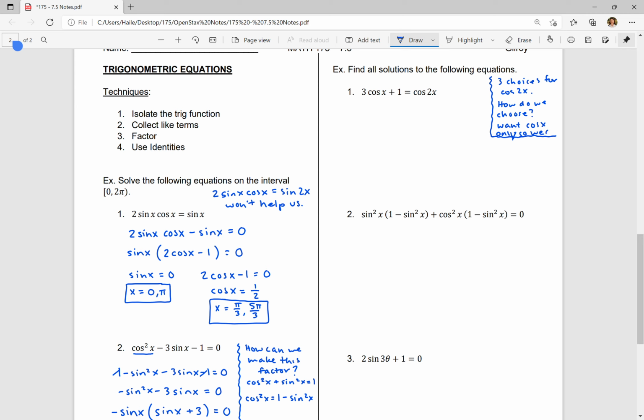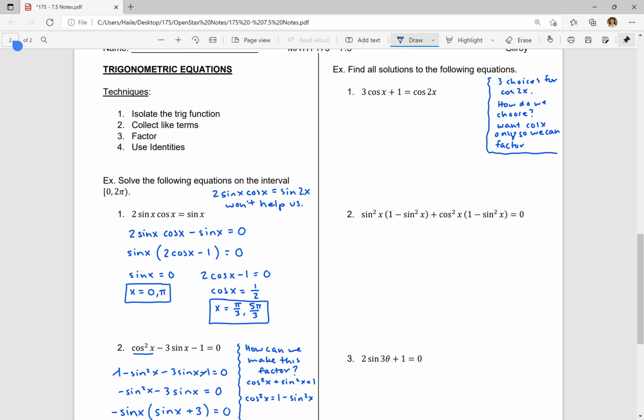So we can, and I'm going to have to factor. Okay, so I got to make my little box a little bigger. Okay, so just to recap, we have 3 choices to substitute for cosine of 2x. How do we choose between those 3 choices? Well, we know eventually we're probably going to want to factor, so we need the trig function in our equation, which is cosine of x. So we want to pick the one that only has cosine of x, so that we'll be able to factor.